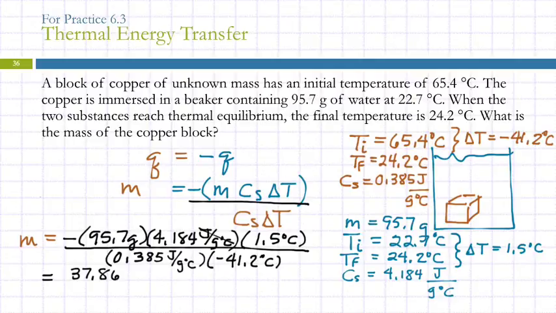The joules per gram degree Celsius are present in both places, so I could treat them as a unit, and then Celsius cancels out. My unit here is grams. How many sig figs should that have? 2. When I took this difference, I ended up with a delta T with only 2 sig figs. So we're going to say this is 38 grams.